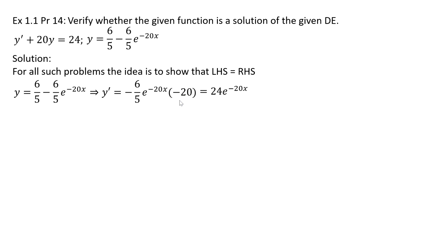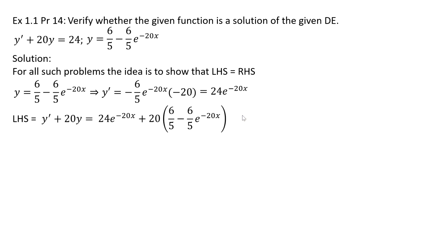Okay, so now we are ready to figure out what the left-hand side is. Left-hand side is equal to y prime plus 20y. For y prime, let's plug in 24e to the negative 20x, and for y, we plug that in. Trust me, simplify this, multiply, and distribute, and it turns out that 24e to the negative 20x minus that goes to 0, and so you're left with 24.